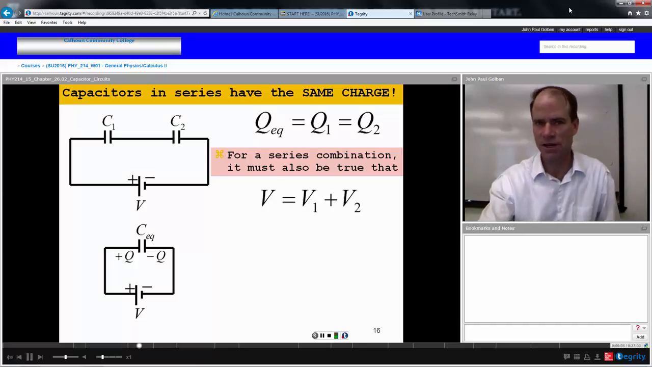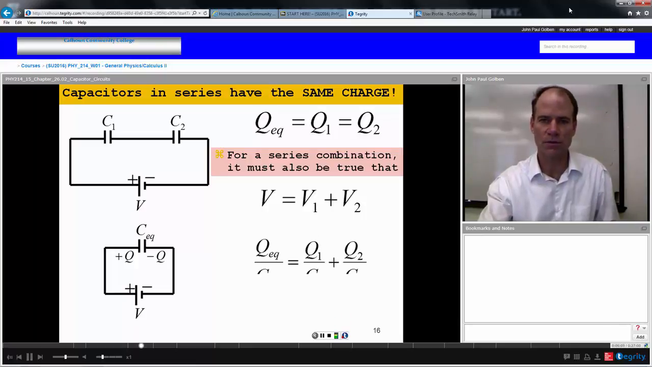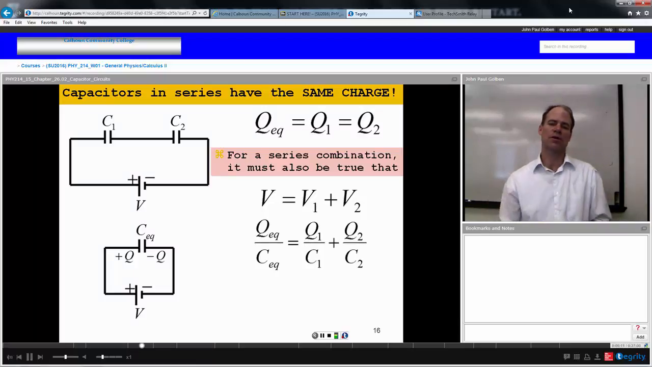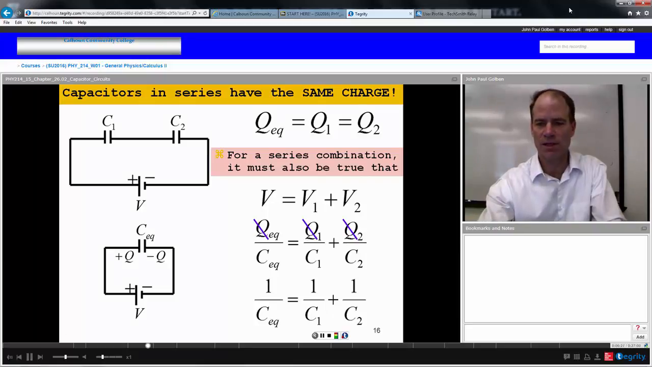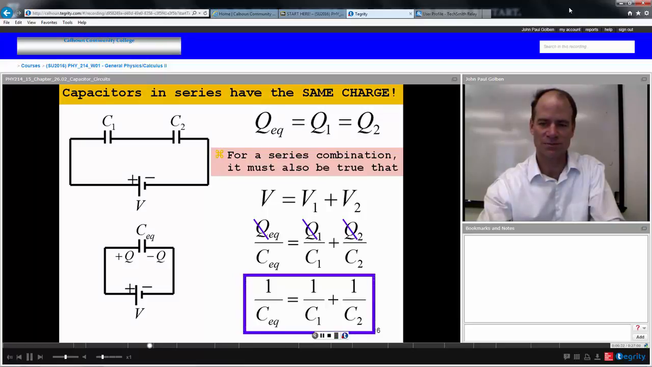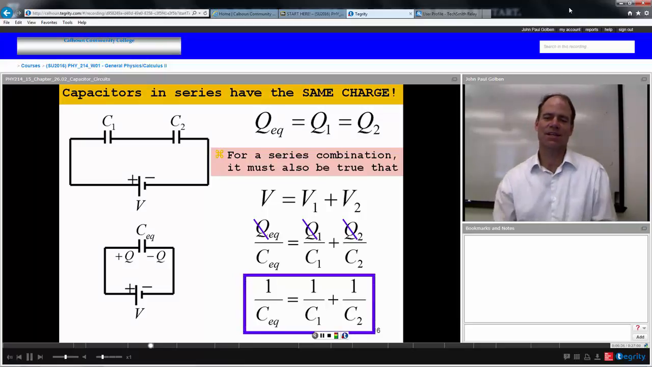From our definition of capacitance, since C is equal to Q over V, V should equal Q over C. So we have Q equivalent over C equivalent is equal to Q1 over C1 plus Q2 over C2. But all these charges are the same, so we can divide both sides of the equals by the same amount, get rid of the charges, and we're left with 1 over C equivalent is equal to 1 over C1 plus 1 over C2. That is a formula that allows us to calculate the equivalent capacitance of a series combination.